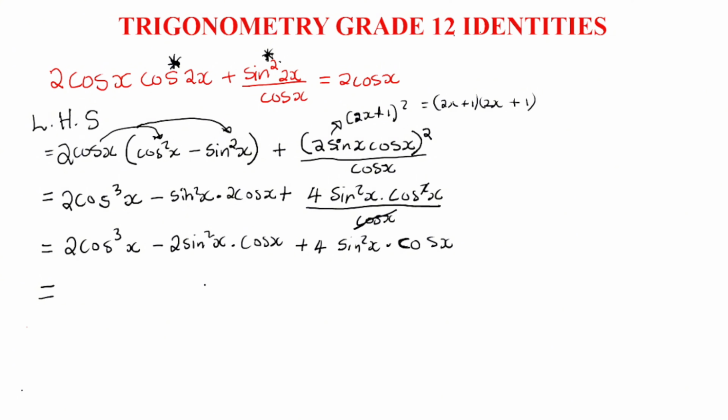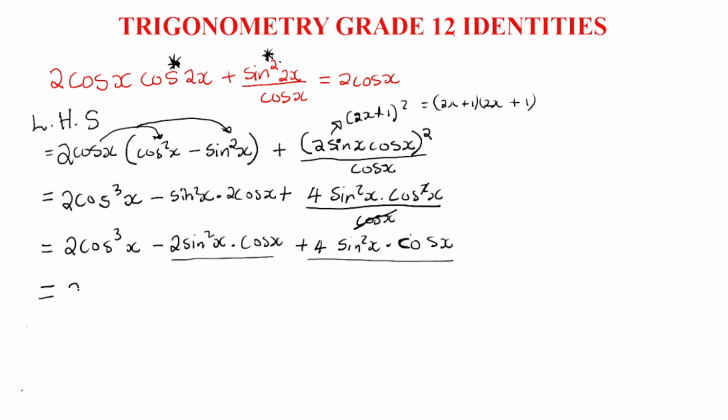Right now, the only thing that we have here, we have got minus 2 sine squared x cos x, and then this is a like term with this one. They look exactly the same. Sine squared here, you've got cos x there. Okay, so these are like terms. So this is minus 2, and then this is plus 4.